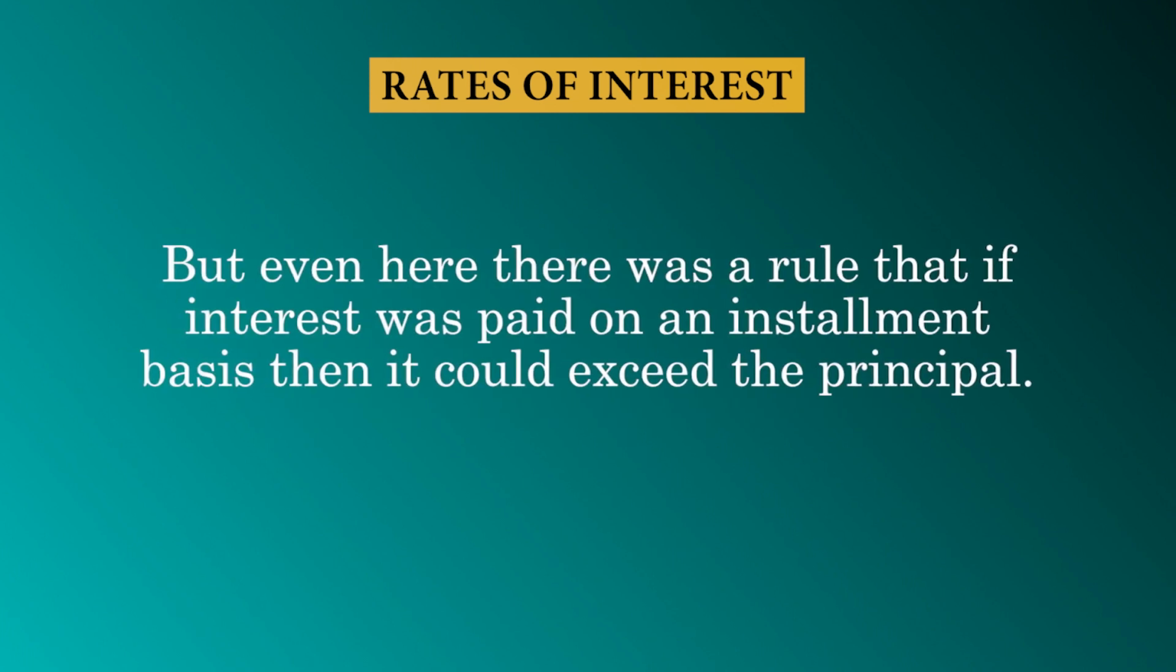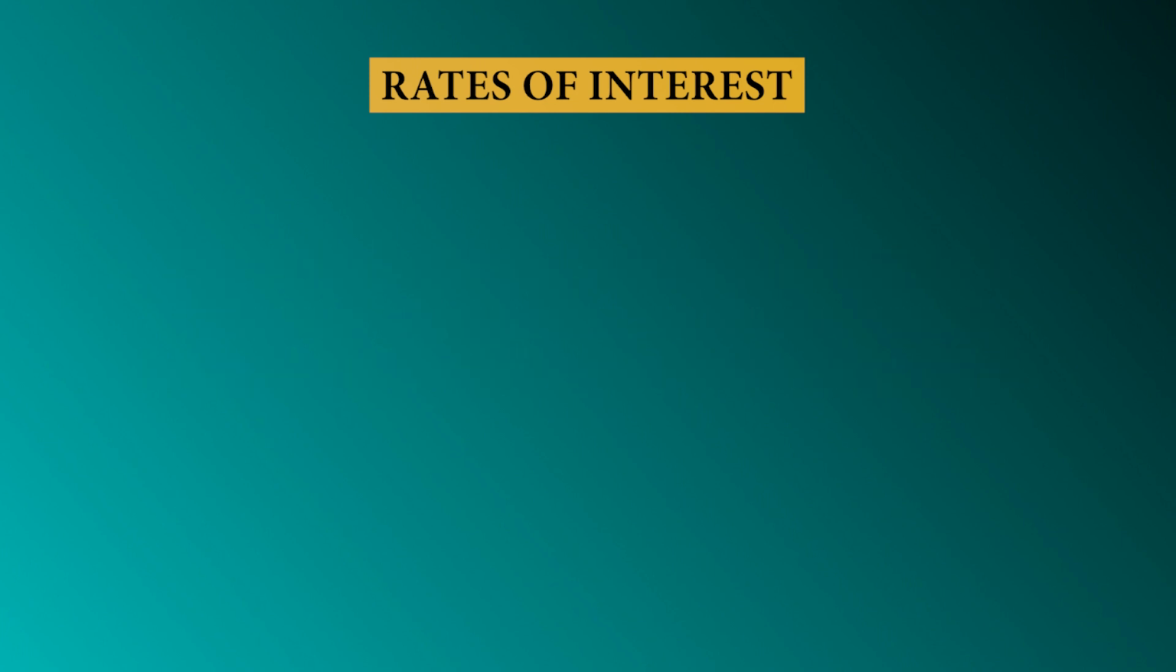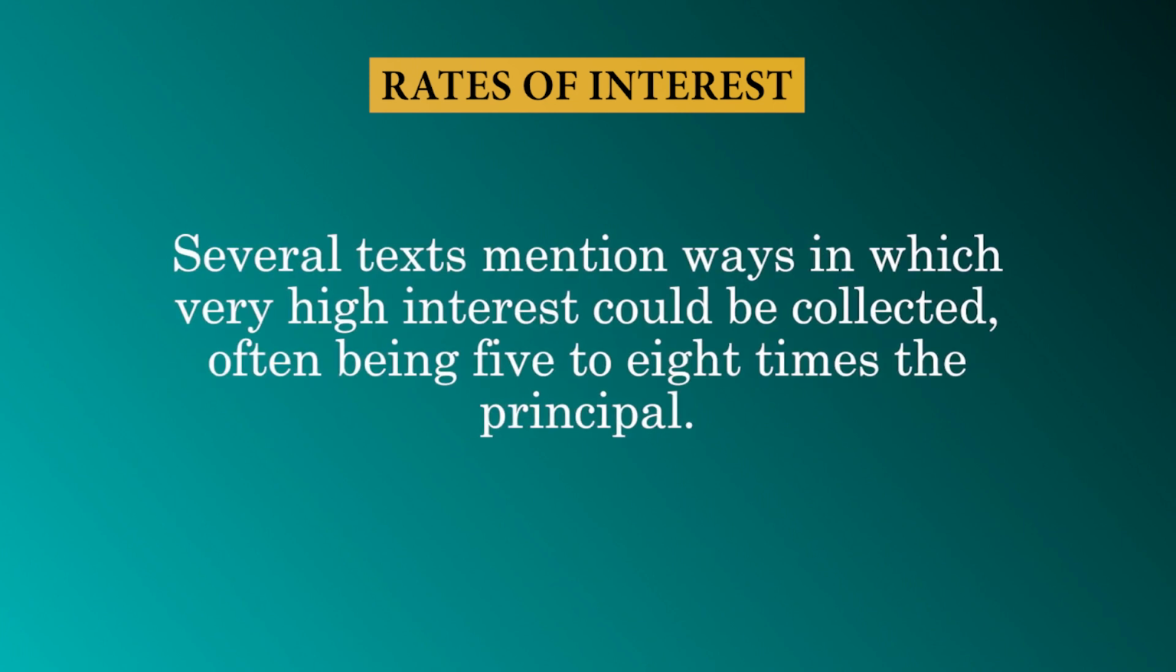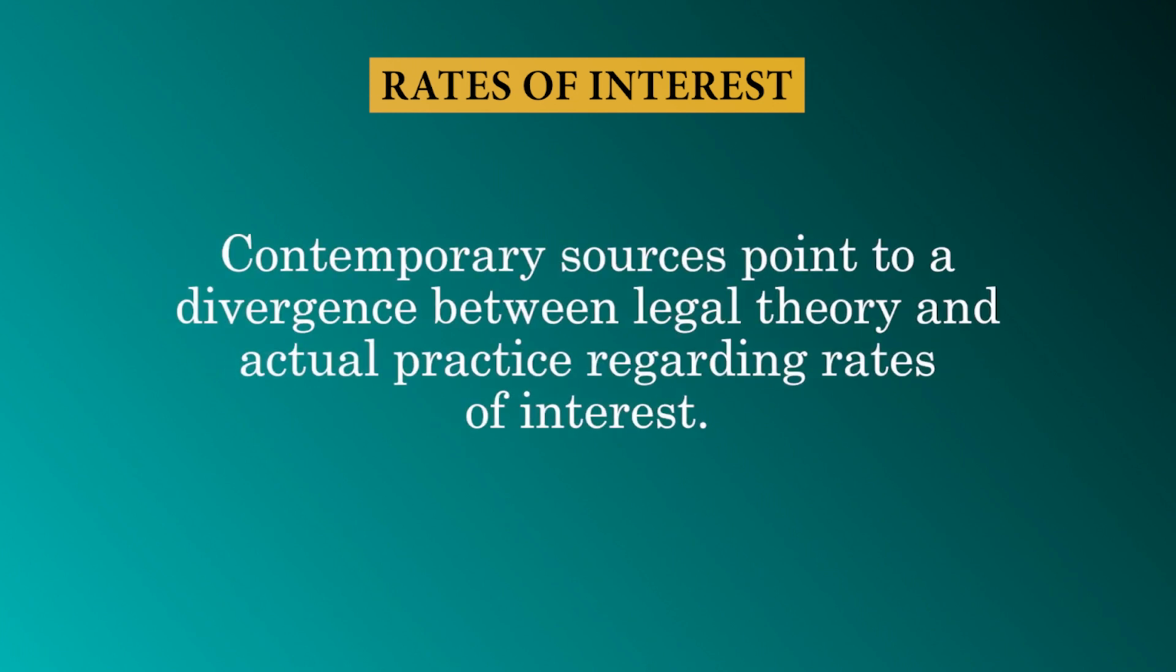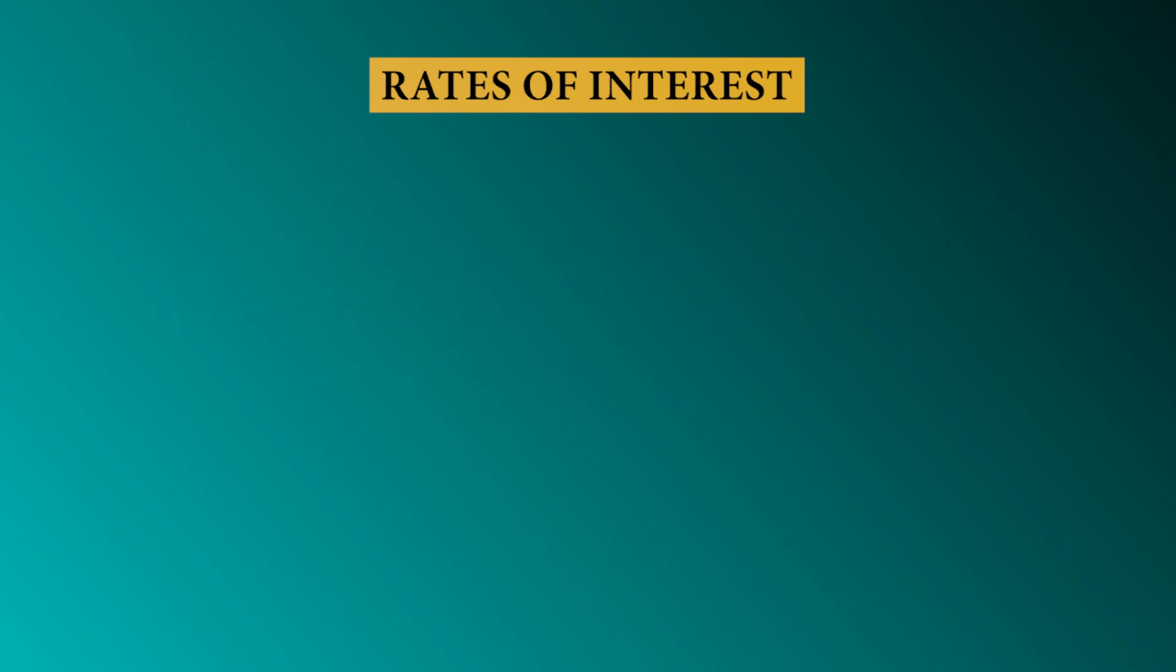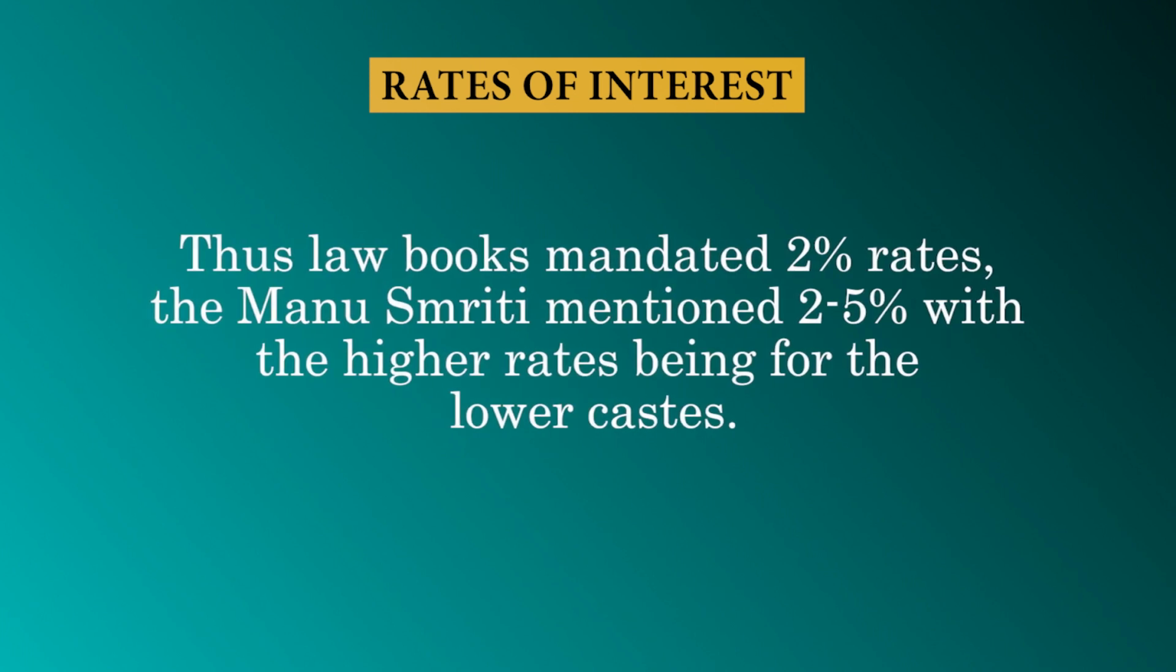But even here, there was a rule that if interest was paid on an installment basis, then it could exceed the principal. Several texts mention ways in which very high interest could be collected, often being 5 to 8 times the principal. Contemporary sources point to a divergence here between legal theory and actual practice as regards rate of interest. Thus, law books mandated 2% rates. The Manusmriti mentioned 2 to 5%, with higher rates of interest being reserved for the lower castes.